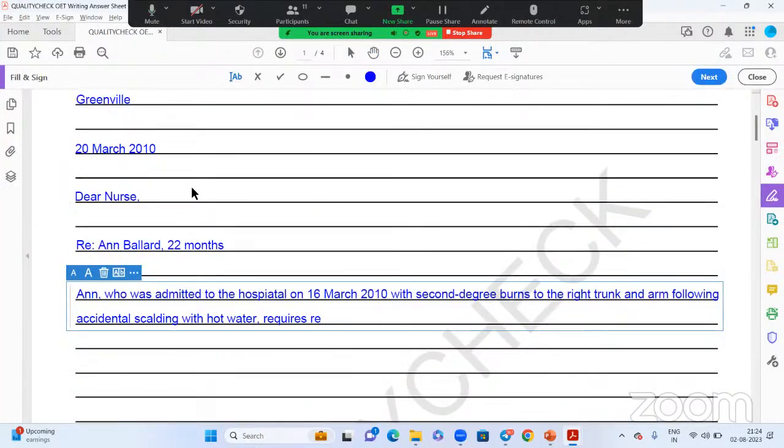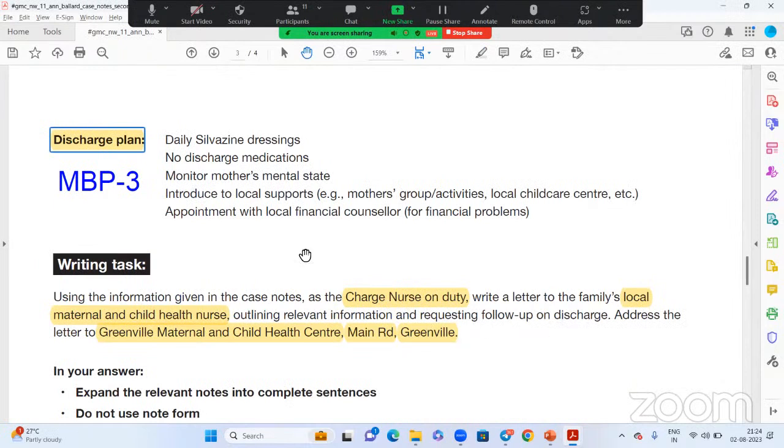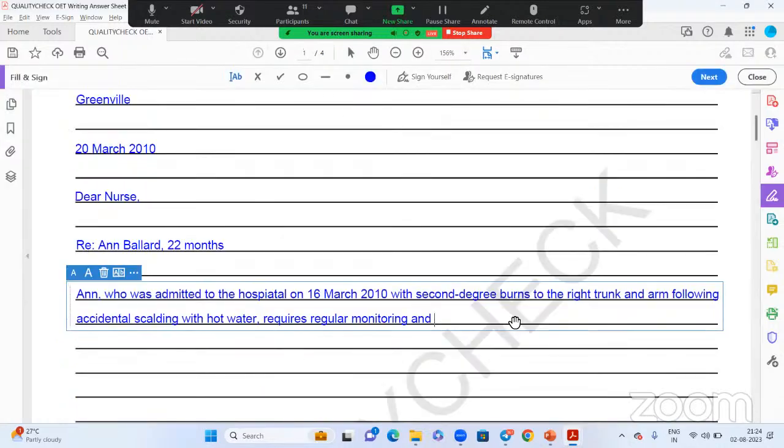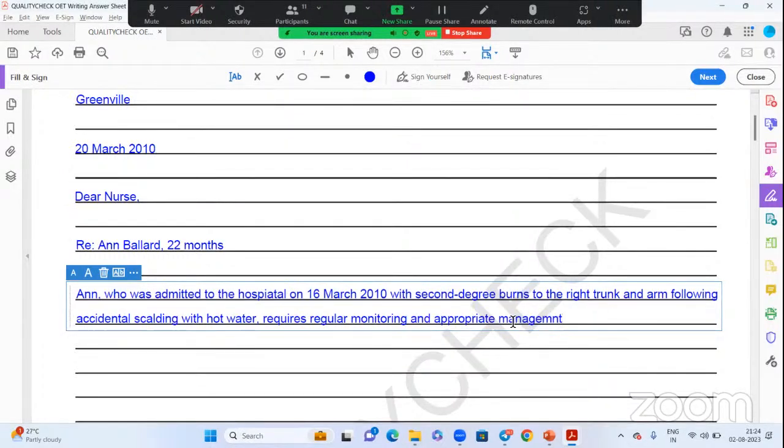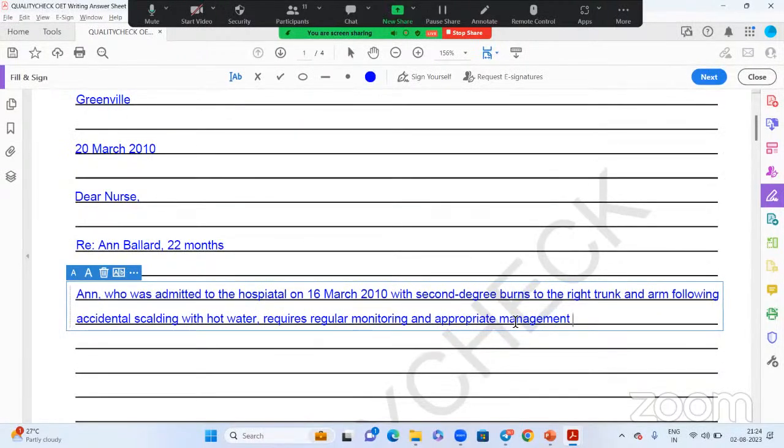So let us write requires regular monitoring and follow up means management. We are following up all these things, discharge plan, activities, following up. So appropriate management. Okay. Requires regular monitoring and appropriate management.